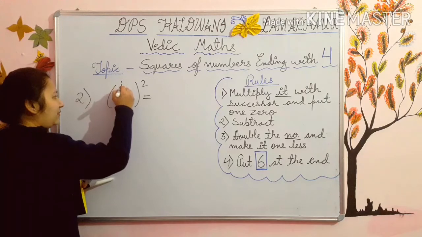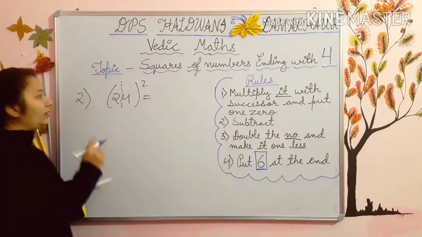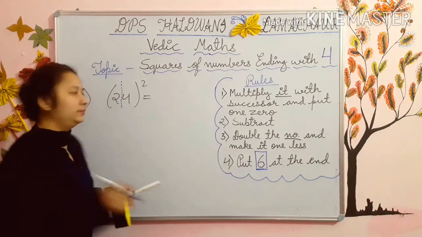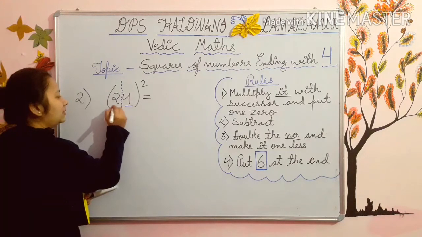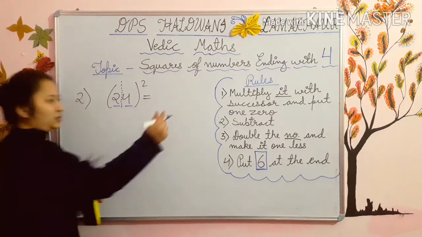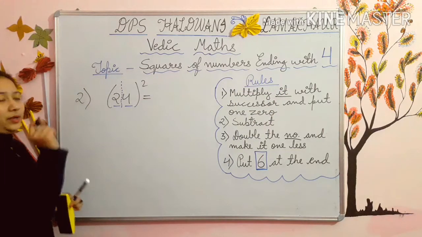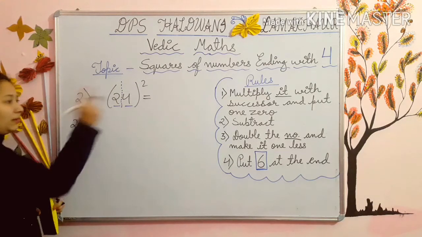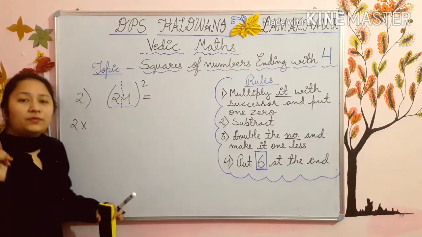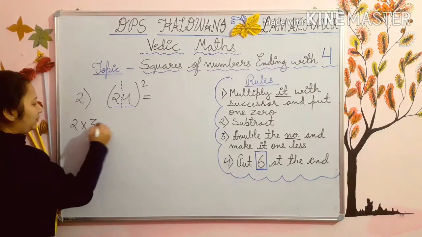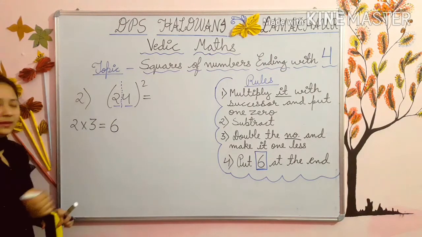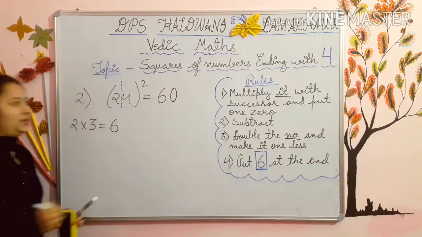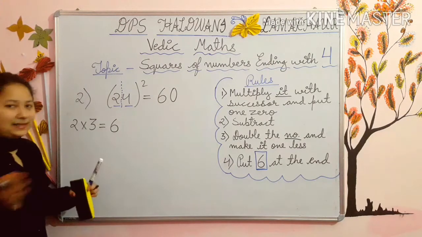First of all, divide the number. Remove the 4 and the rest of the number which is pending is your number, which is 2. So now, first of all, multiply it with its successor. Now here the pending number is 2, so take 2. Multiply it with its successor. Now what is the successor of 2? 3. Multiply it with 3. So it is 6. So put 6 here. And put 1 0. So you have to put 1 0 in front of 6. Now it has become 60. Now subtract.